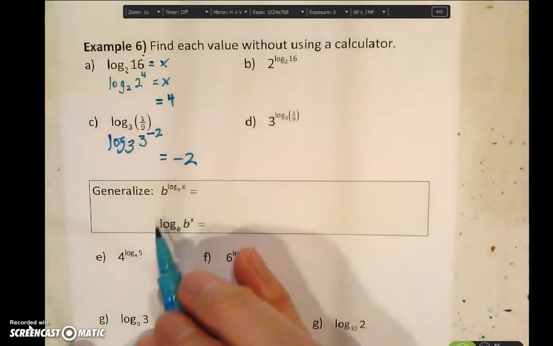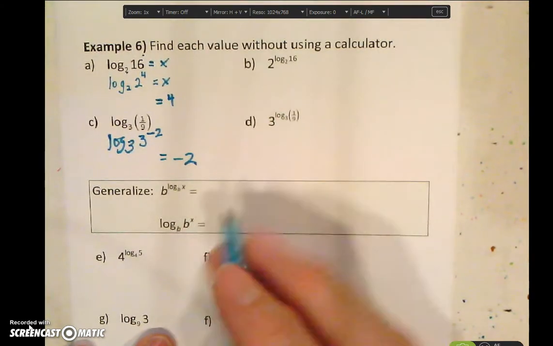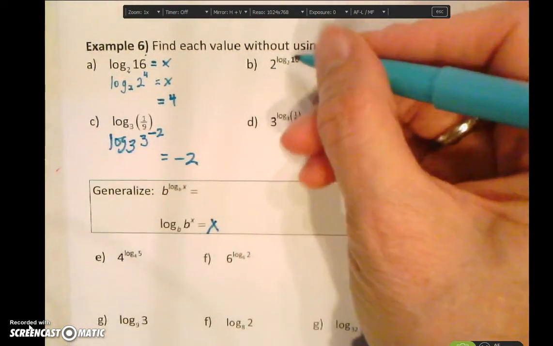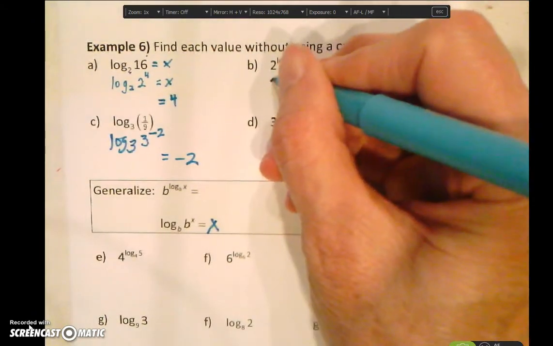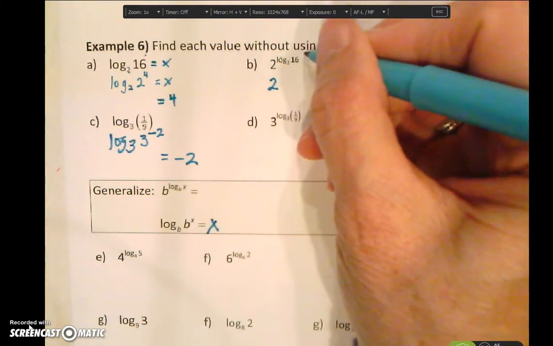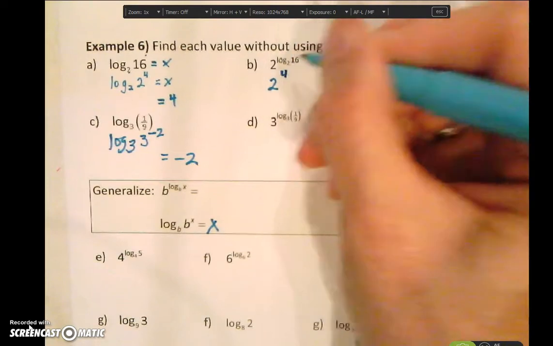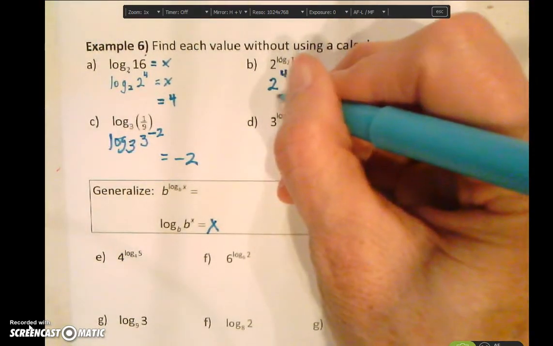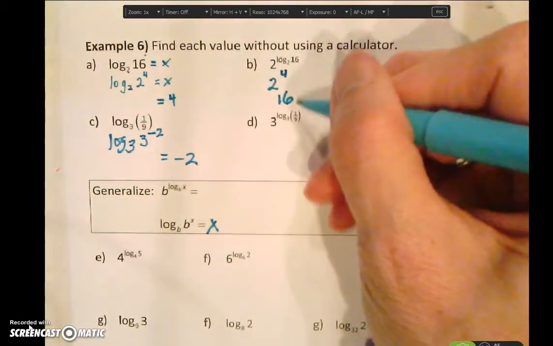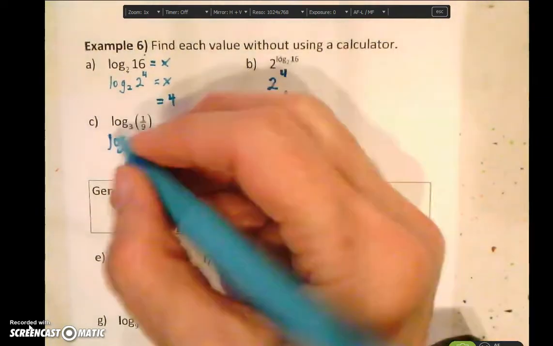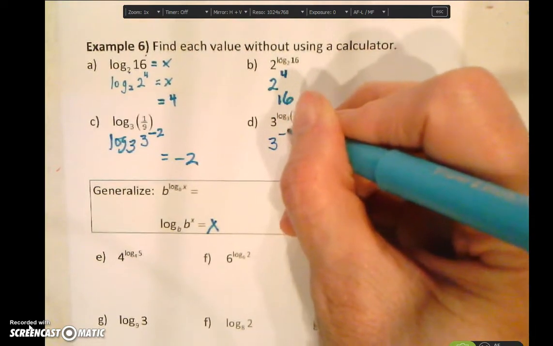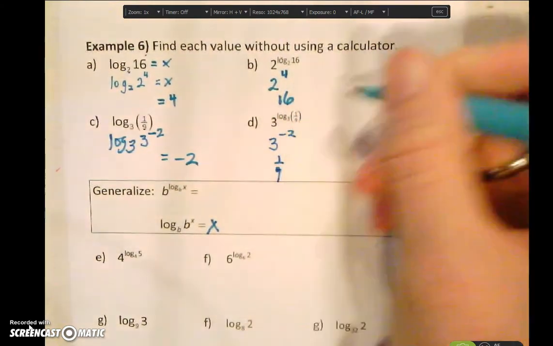So here's the rule. The log base b of b to the x is x. And then these others, this is not going to be quite as obvious. We haven't done them a bunch of times. But if you think about log base 2 of 16, so 2 to what power is 16? Well, 2 to the 4th power is 16. And that comes out to be 16. So 2 to the log base 2 of 16 is 16. And here we just found out that the log base 3 of 3 to the -2 is -2. So we're going to say that this is 3 to the -2, which is 1/9.